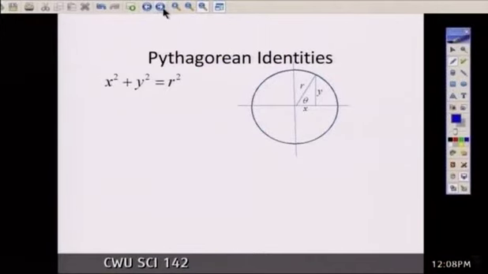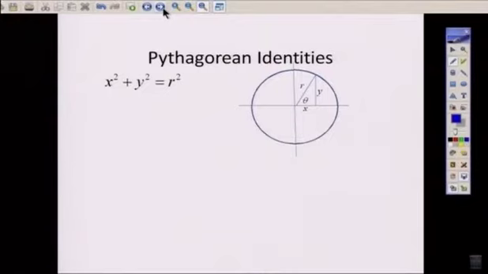The first set of identities we're going to work with are called the Pythagorean identities, and they are probably the most useful of all of the identities. So we're going to start here with this basic equation. We know that x squared plus y squared always equals r squared. That's from the Pythagorean theorem, and so that's the reason these are called the Pythagorean identities.